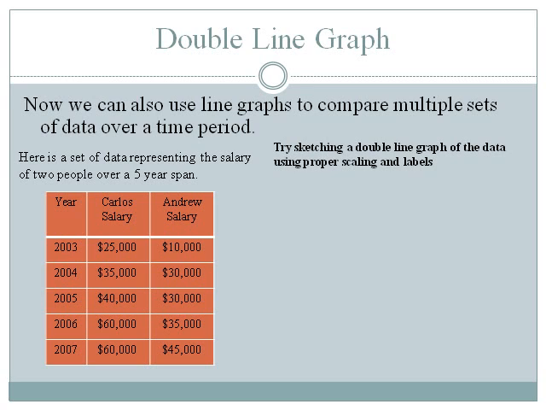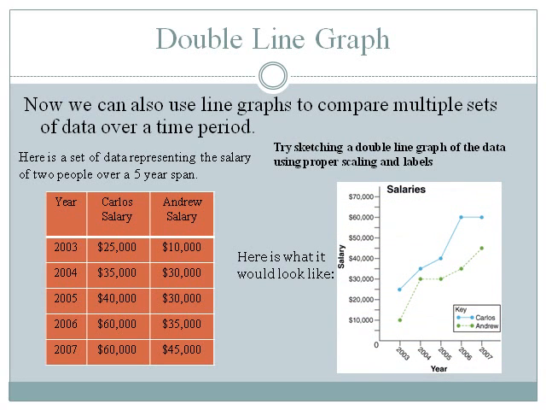As you can see, it's the same exact process. You can have more time to finish it. Here's what it would look like. Notice in this graph, we have the graph labeled salaries. On the left-hand side, or the vertical axis, is salary. On the horizontal axis is the year. What's really nice about this graph is there is also a key representing blue for Carlos and green for Andrew.